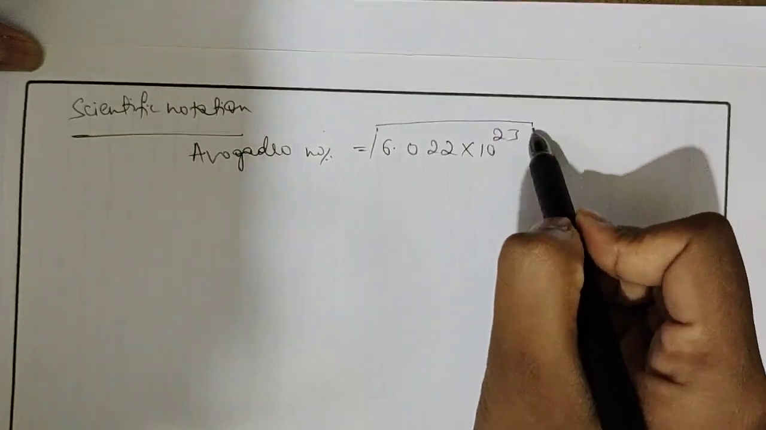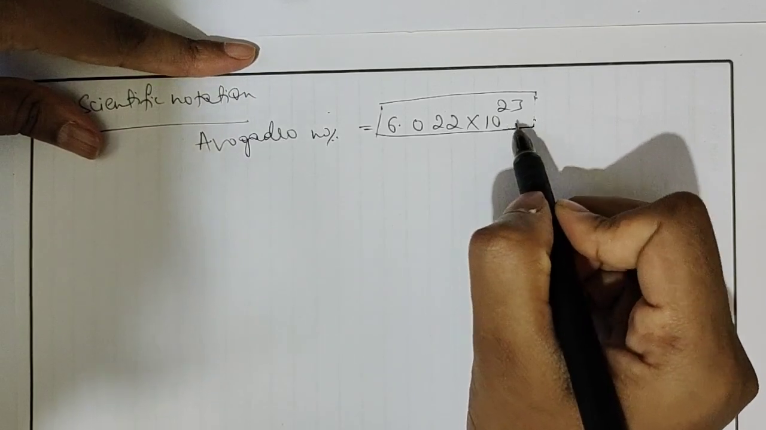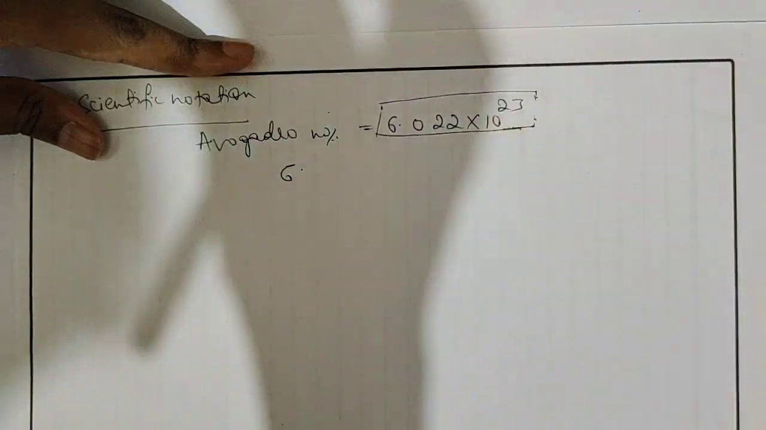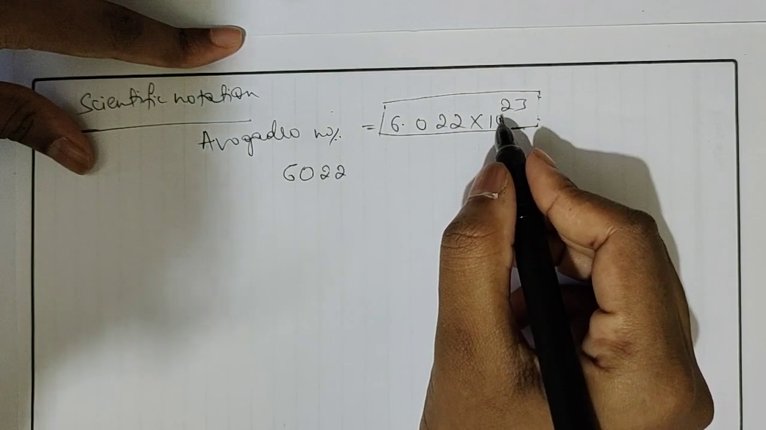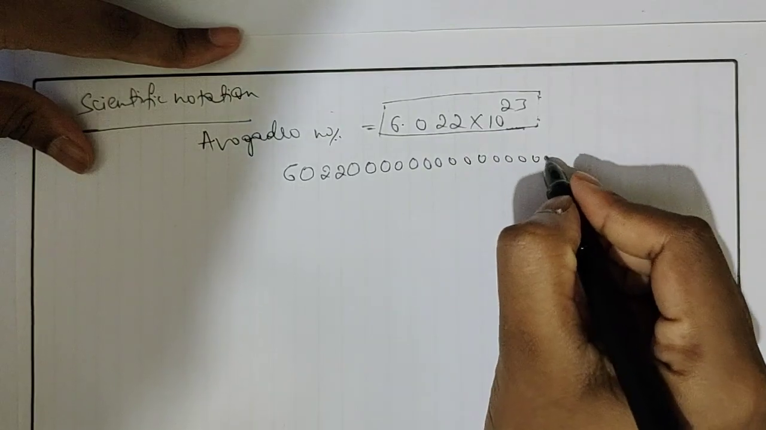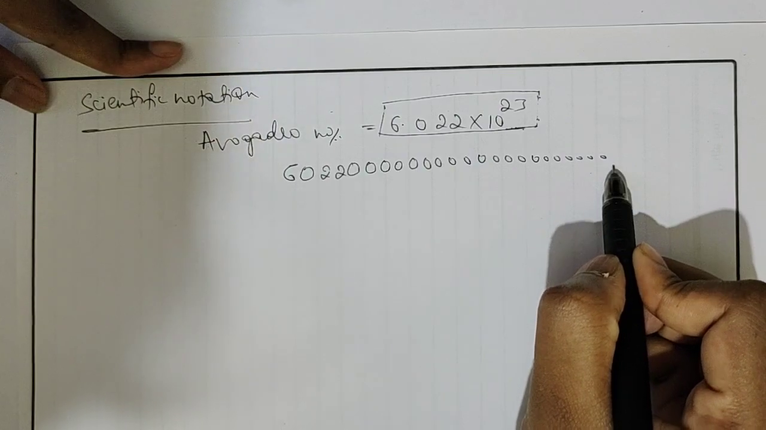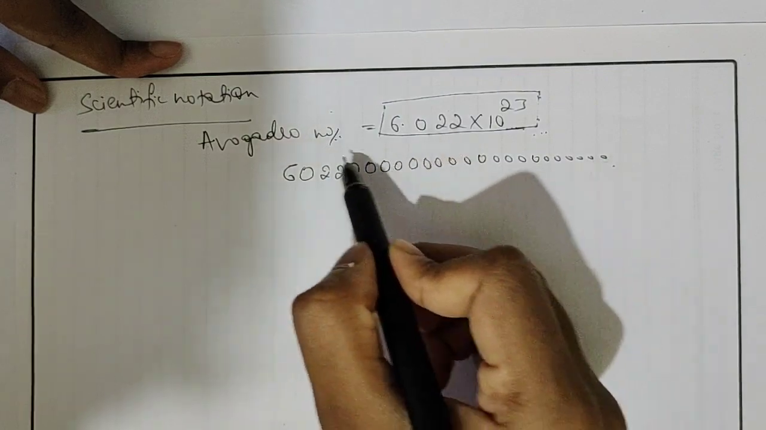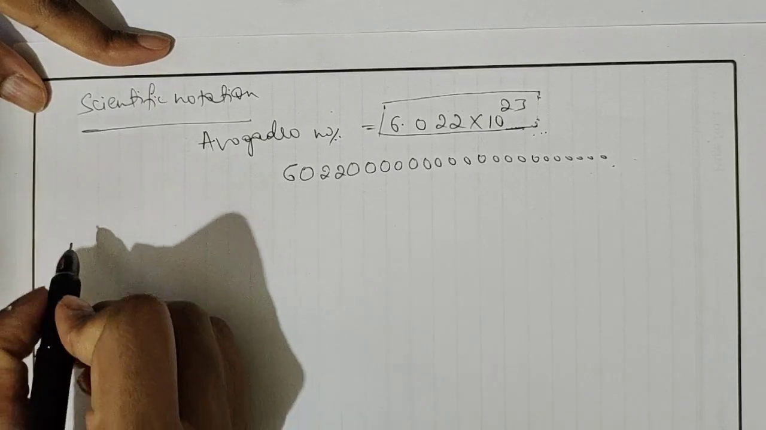Now this number looks simple and easy to remember. But exactly what was the value of this number? This number value is nothing but 6,022 and 20 zeros. So it is such a big number which is easiest to remember with this scientific notation form. Now how we wrote this big number as a small number, that is what we need to learn.